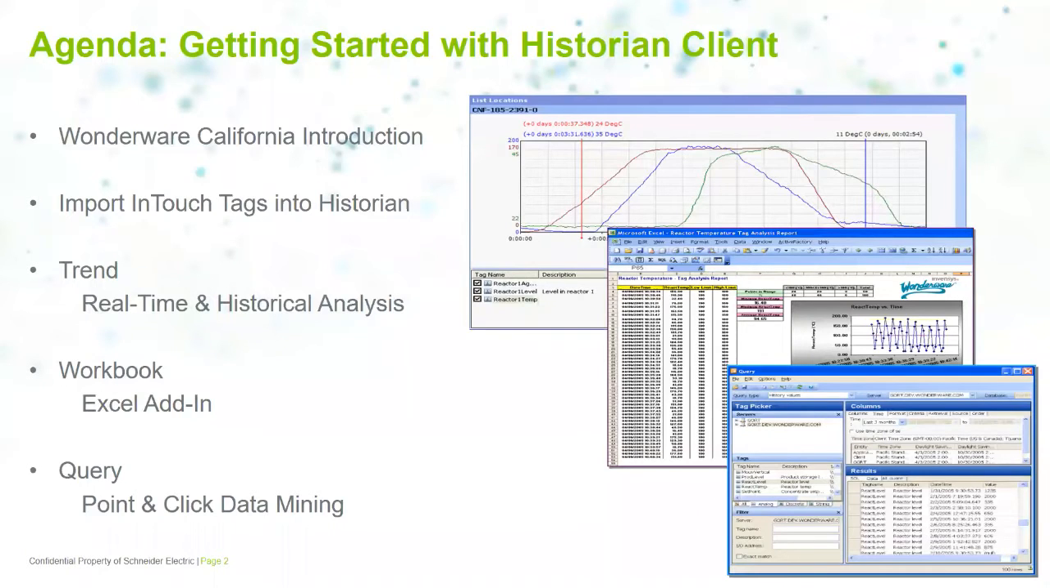In this 30-minute webinar, we'll do a quick introduction of who we are and then show you how to import InTouch tags into the Historian and how to quickly get started using Historian Client, which includes 3 tools: Trend for real-time and historical process analysis, Workbook for Excel reporting, and Query, which is used for point-and-click data mining. If you have any questions throughout the webinar, type them into the chat panel and we'll address them at the end of the webinar.